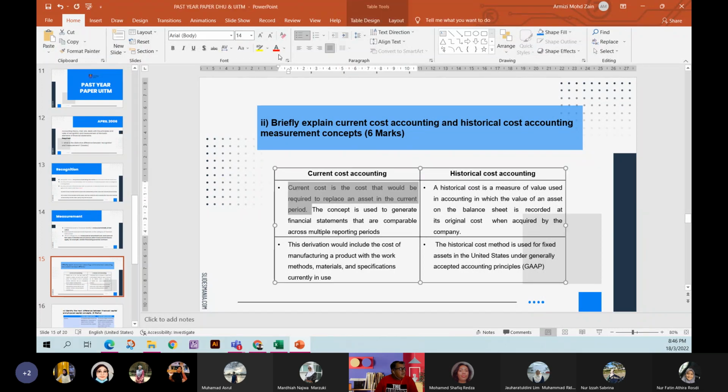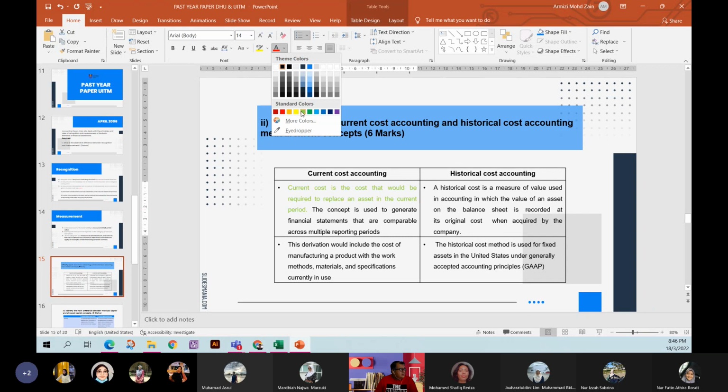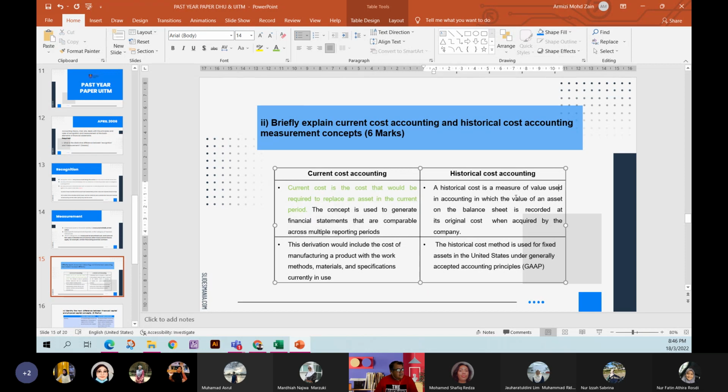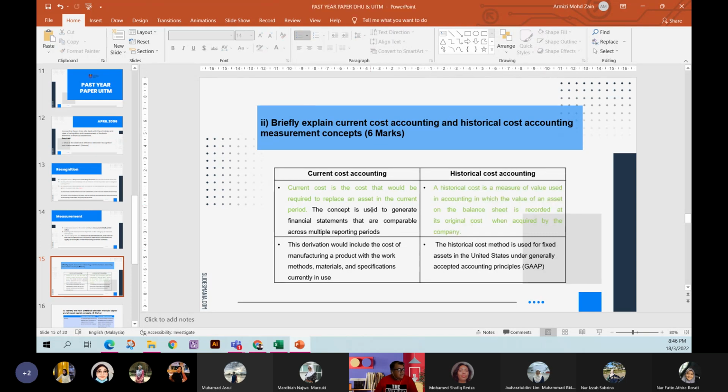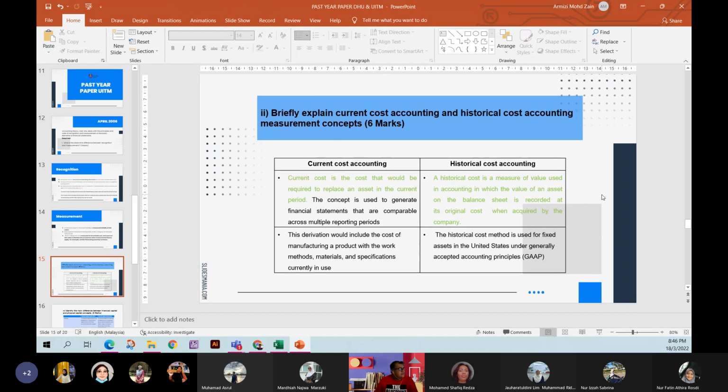Ini mungkin betul, tetapi dia bersambung ni, ini tak pasti. Historical cost, value in the account which the value ada asset and the balance sheet. Okay, ini ada satu kat sini. Okay. Ni mungkin kena tengok juga. Daripada 6 ni mungkin ada 4 markah kat sini.